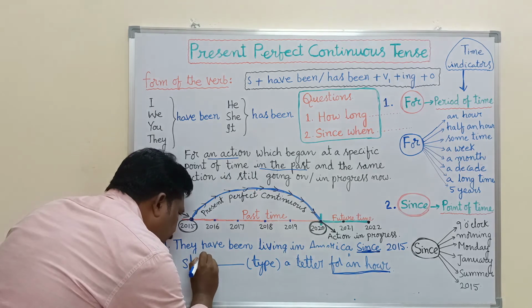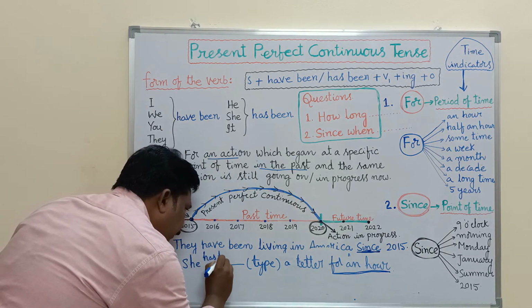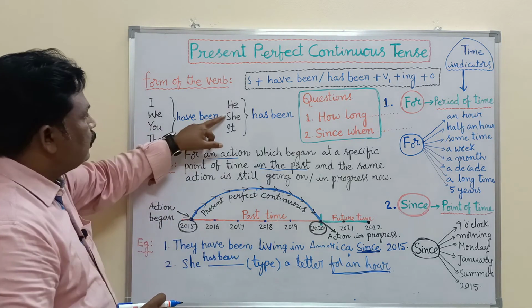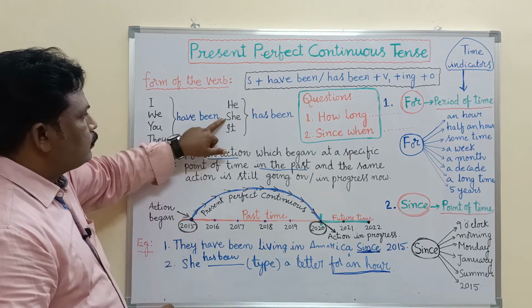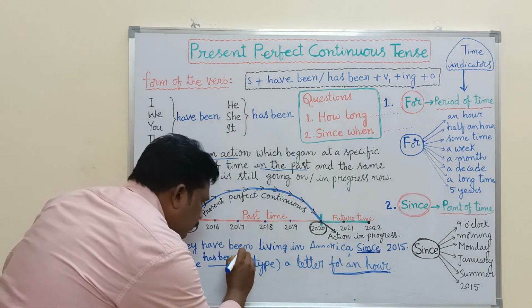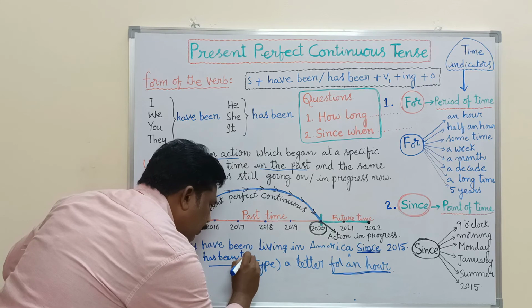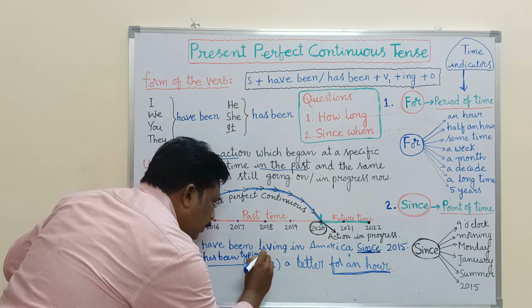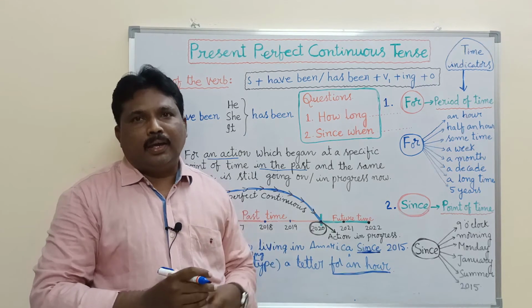So with the help of this time indicator, you can identify that this is a present perfect continuous tense. Then how do you write? She has been. Why do you write has been? Because the subject is third person singular, so has been. What is the next one? V1 plus ing form, typing. She has been typing a letter for an hour.